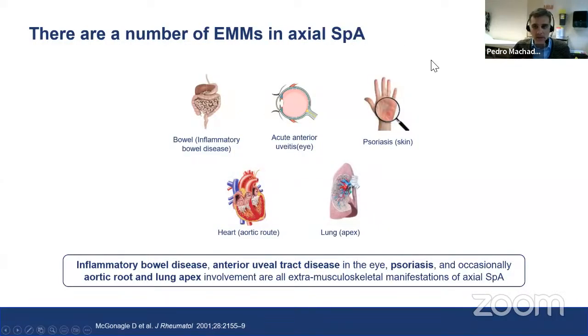There are a number of extramusculoskeletal manifestations in axial spondyloarthritis. There are a couple that are less common, and we usually say that they are not common, meaning the aortic root involvement or the lung involvement, which are very rare. The ones that we refer to and that are really common in axial SpA are bowel involvement with inflammatory bowel disease, either Crohn's disease or ulcerative colitis, the involvement of the eye with acute anterior uveitis, and the involvement of the skin with psoriasis.